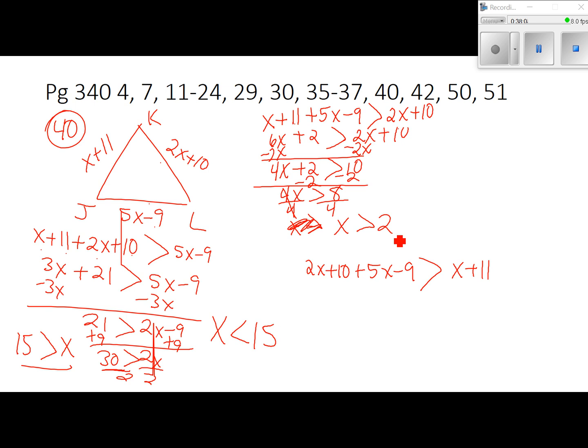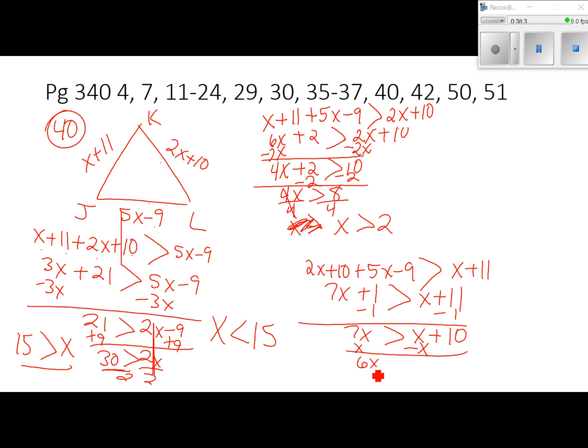We do the last one here, and we collect like terms. We get 7x plus 1 is greater than x plus 11. Subtract 1 on both sides. We should have done the x's first. Doesn't make a whole lot of difference. And you end up with x plus 10 over here. Subtract x on both sides. You end up with 6x is greater than 10. Divide by 6.